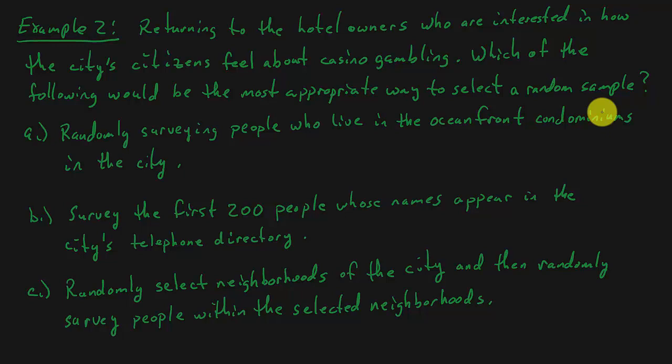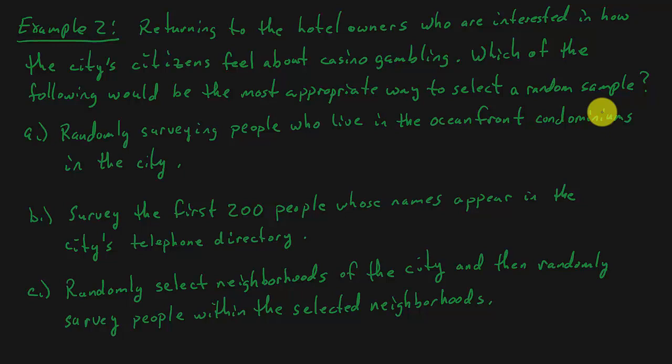Well, let's look at option B. Survey the first 200 people whose names appear in the city's telephone directory. Well, that's probably not a good idea either, is it? Because if you're looking at the first 200 names, then how about the people whose name ends in W or S or something like that? If their last name begins with a letter towards the end of the alphabet, there's no chance of them being selected.